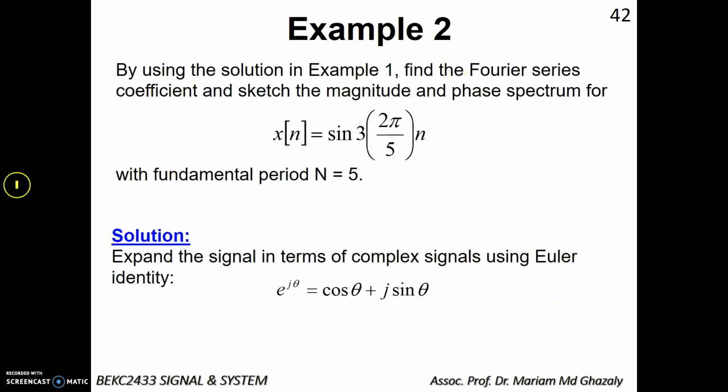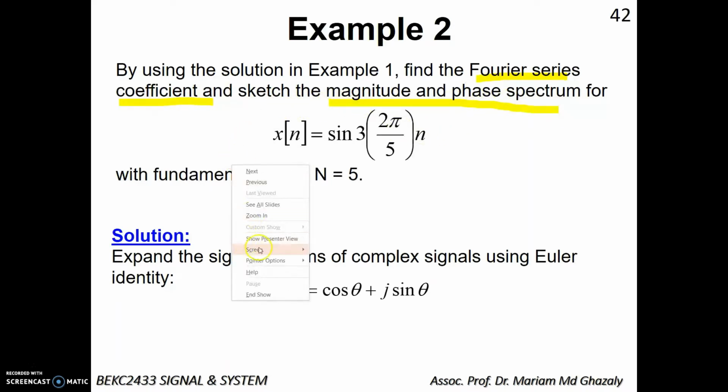So we have finished, we were given example 2 just now. So have you finished doing the exercise? So let's just do this very simple one actually. By using the solution in example 1, find the Fourier series coefficient and sketch the magnitude and phase spectrum. So what you need to do is find the Fourier series coefficient and sketch the magnitude and phase spectrum. Okay, very simple.